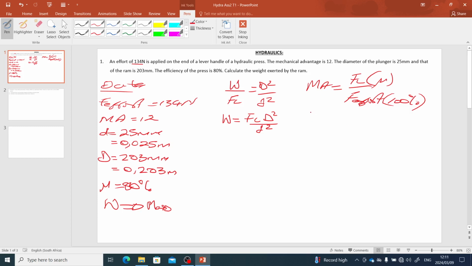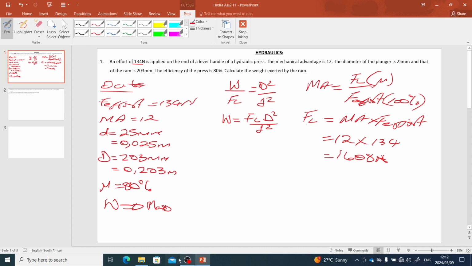We then have to make the FL the subject of the formula. It will be FL equals MA multiplied by F effort. Our mechanical advantage is given as 12 multiplied by F effort, which is 134. Then we get our answer as 1608 newtons.